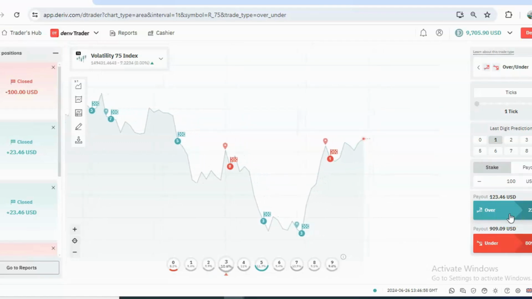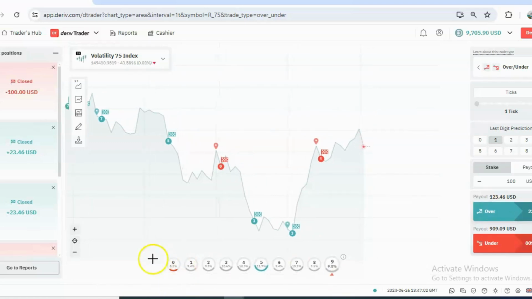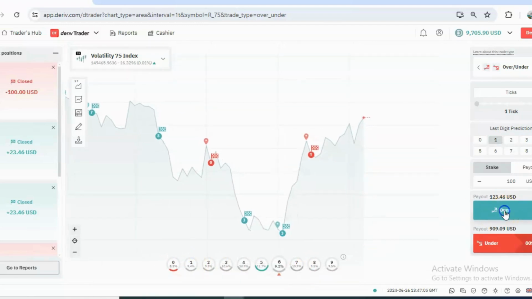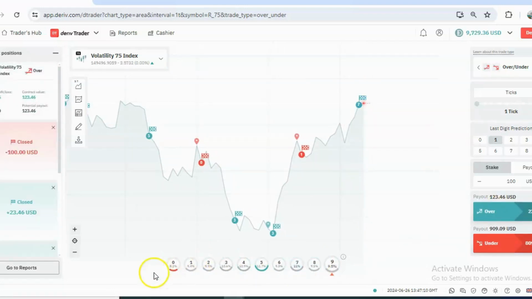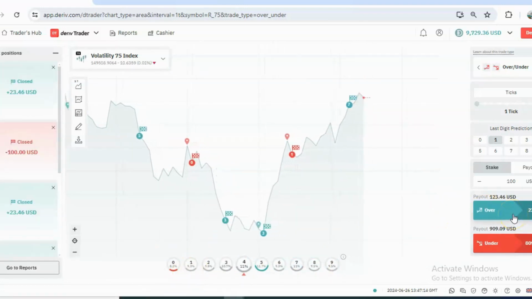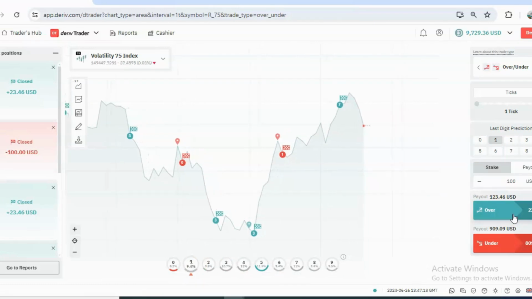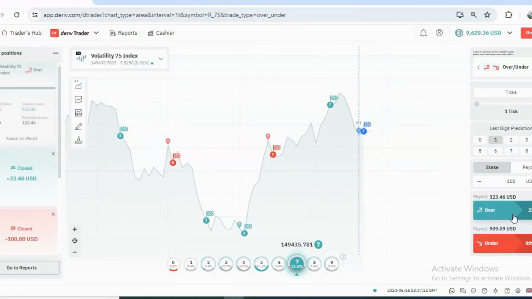So this strategy is 90% working, but make sure this red is not on either of 0, 1 or 2, because the market usually tries to come back and fill this percentage, because red means it's the least appearing and green means it's the most appearing.